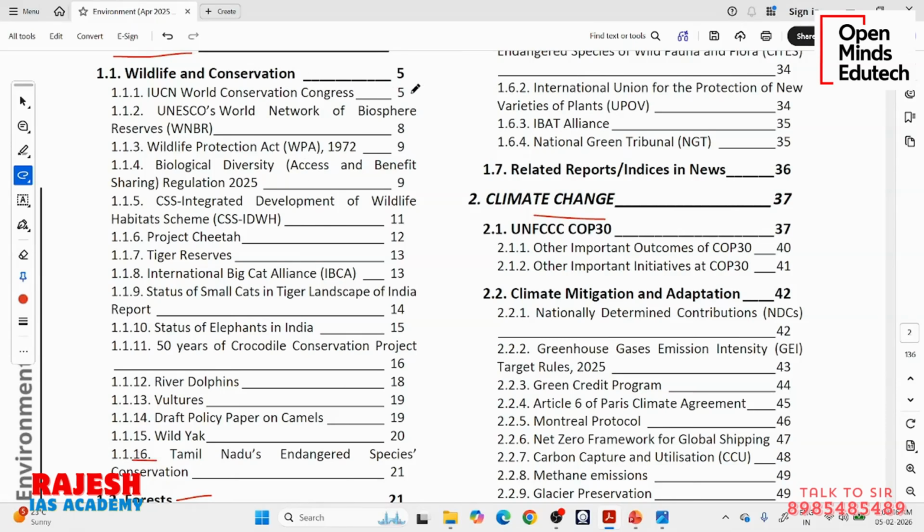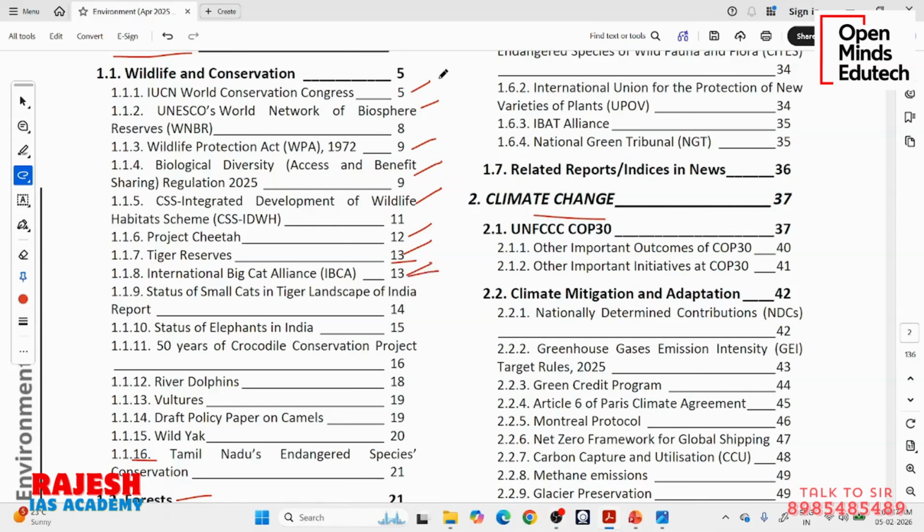So we have completed the IUCN World Conservation Congress, the World Network of Biosphere Reserves, the Wildlife Protection Act, the Biological Diversity Regulations, the Integrated Development of Wildlife Habitat Scheme, Project Cheetah, and Tiger Reserves. Till this part we have covered. We have to start from the International Big Cat Alliance.